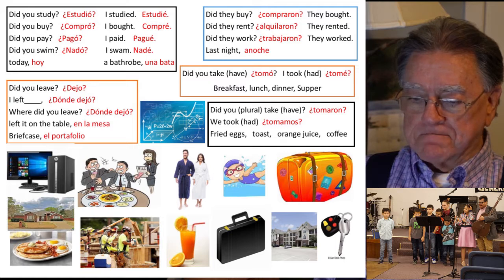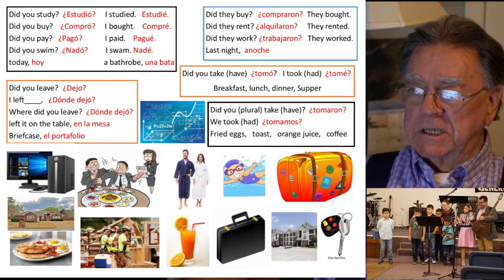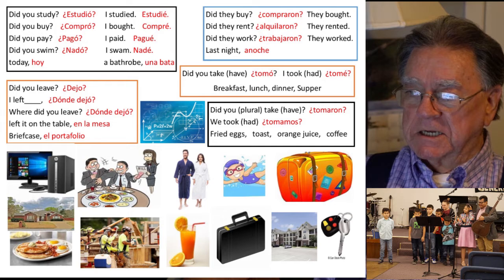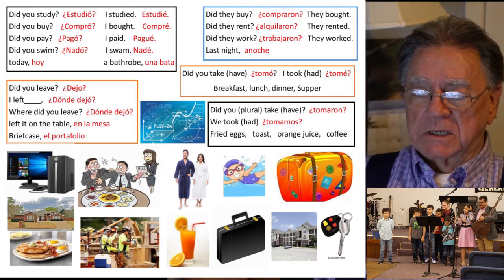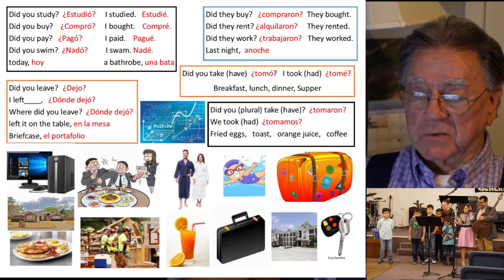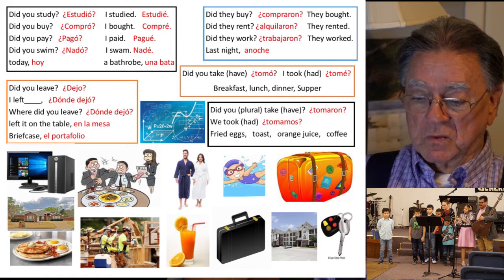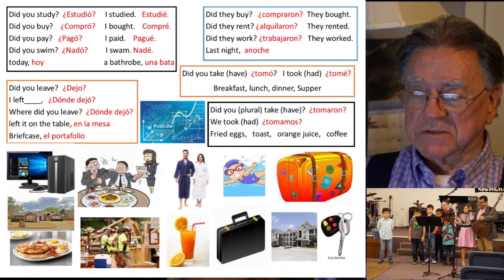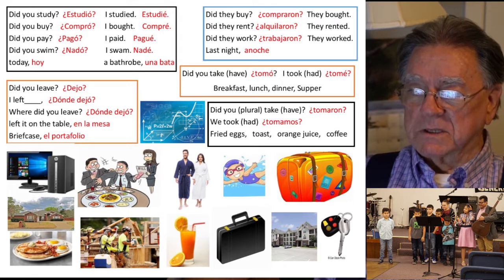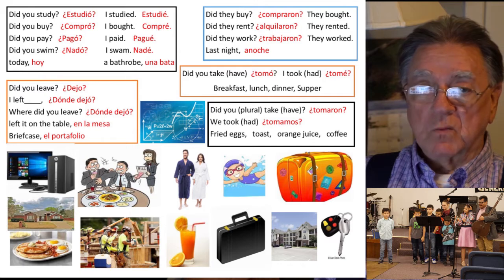Okay, did they work? Did they work? Okay, so in Spanish we always put that in the preterite. Did they work? Trabajaron. And then we have two construction people down here, or carpenters, carpinteros, working on something. I see a hammer or two and hard hats, they're working. Did they work? And we answer, they worked.